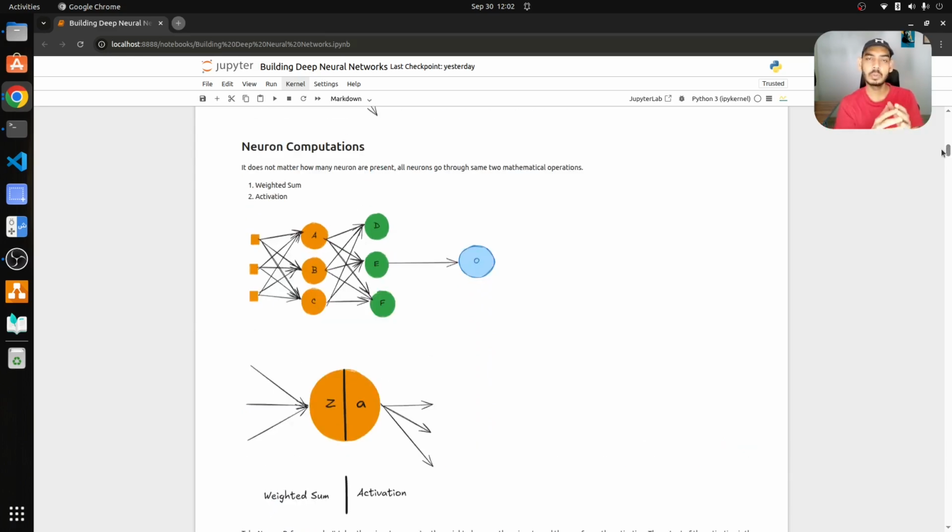Now let's talk about what happens in each neuron. Basically, there are two mathematical operations that get done in each neuron. One is the weighted sum, which is your input times the weight, plus bias, which will give you the z value, and then you have the activation function. In previous cases we were using linear activation, which will change in this scenario.